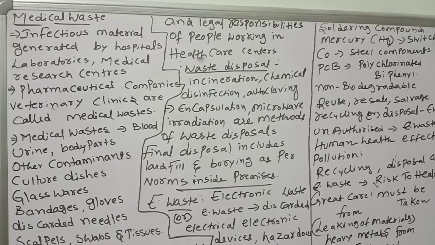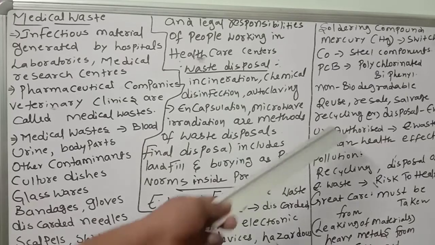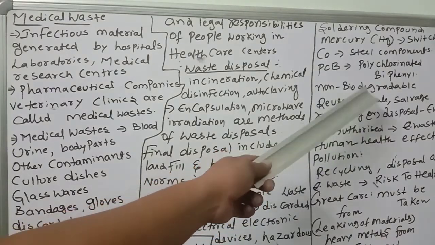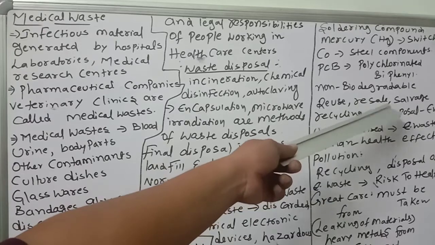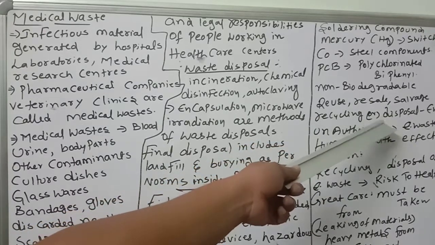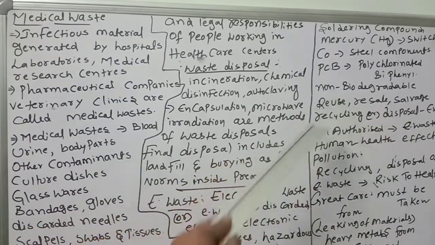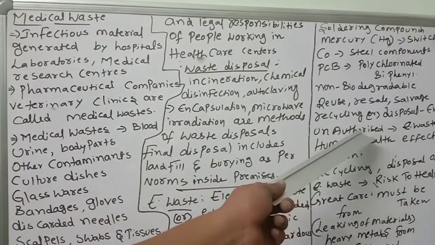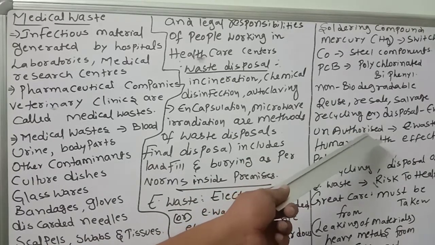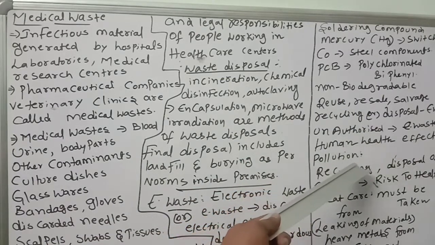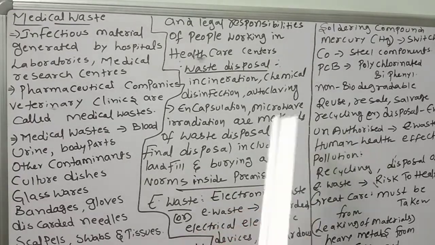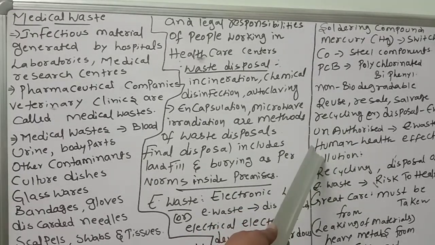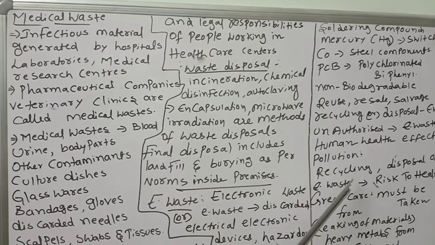Reuse material, resale material, salvage, recycling or disposal of electronics also generates electronic waste. So in these many ways electronic waste is generated. Some countries recycle electronic waste in anodized ways. It causes very dangerous human health effects and environmental pollution also. So what to do? Recycling and disposal of electronic waste is compulsory.